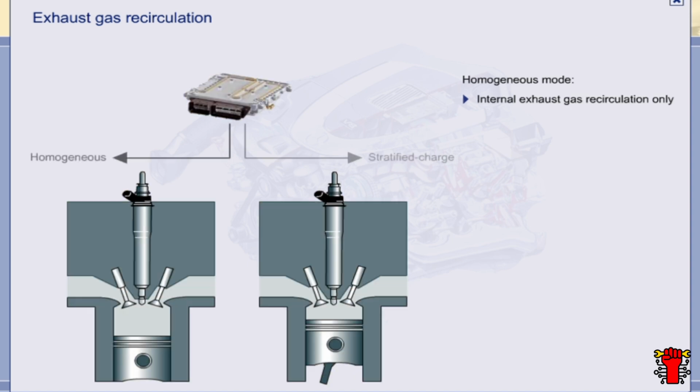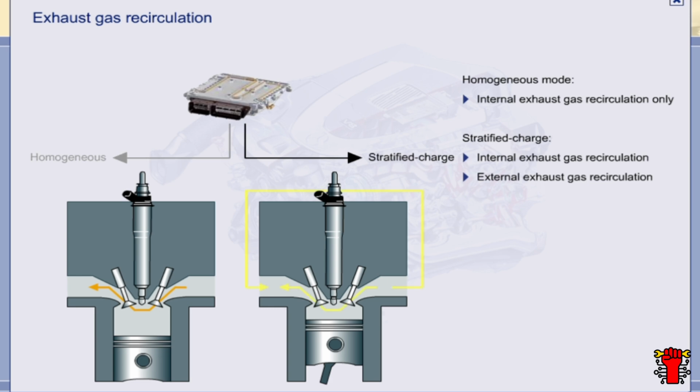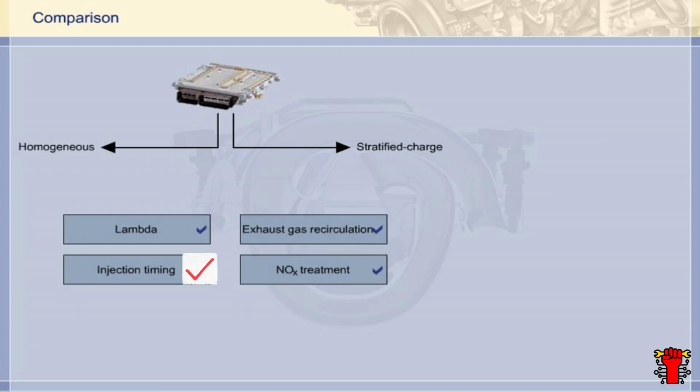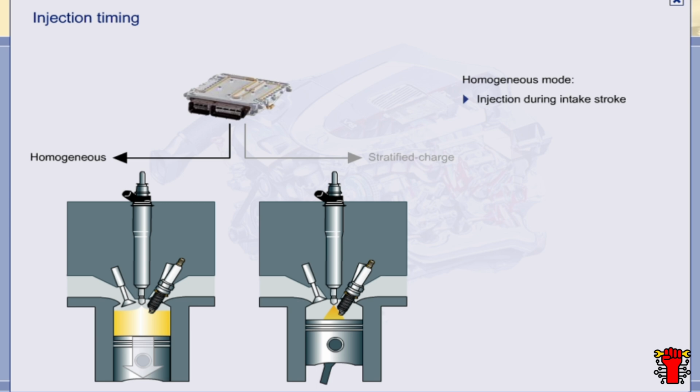In homogeneous mode, internal exhaust gas recirculation by means of valve overlap is sufficient. External recirculation is deactivated. In stratified charge mode, both internal and external exhaust gas recirculation are deployed. The recirculation rate can be as much as 30%. In homogeneous mode, injection takes place during the intake stroke, as is usual in petrol engines. In stratified charge mode, however, injection takes place during the compression stroke instead.